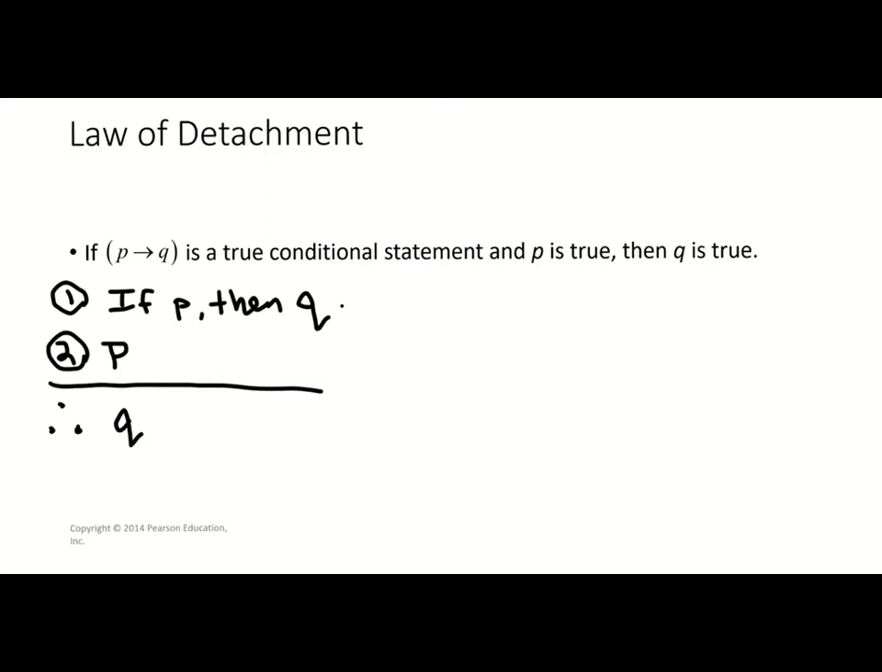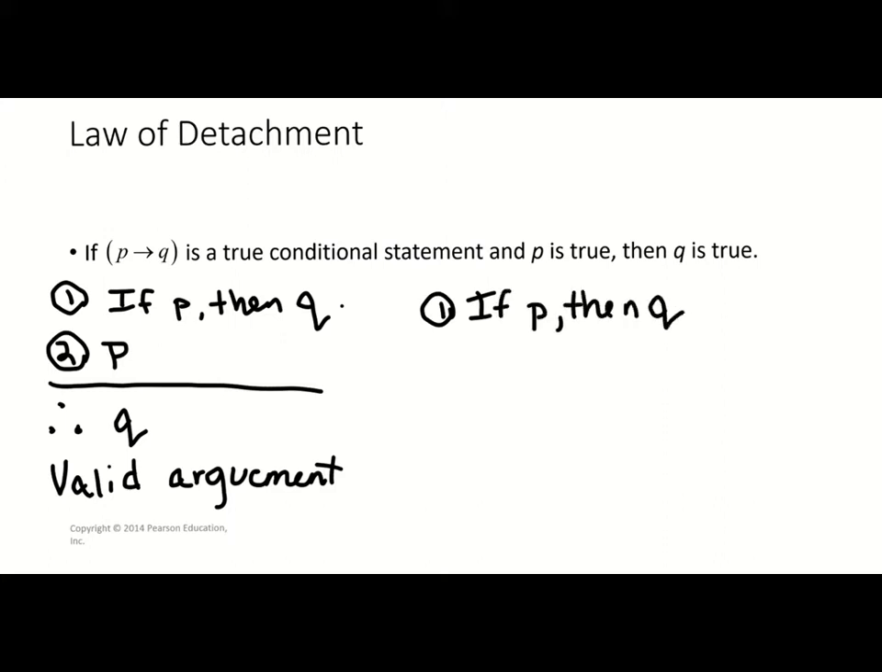Now, if all of these are true, then it's a valid argument. It has to follow this order. If it doesn't follow this order, it is not a valid argument. So for instance, we could have a conditional statement, if P then Q. But if instead of repeating P, they repeat Q, and then they repeat P for the conclusion, which those three dots mean therefore, then it is not a valid argument. So this would be not valid.